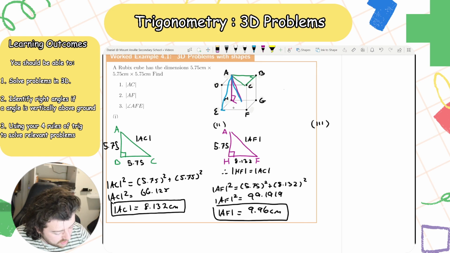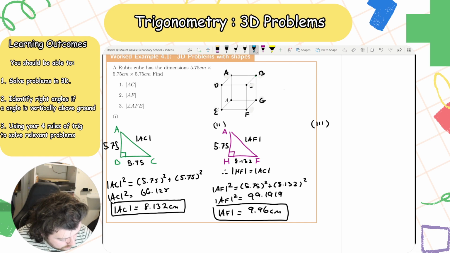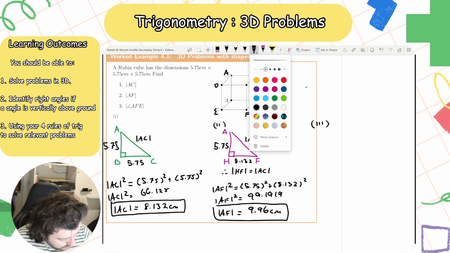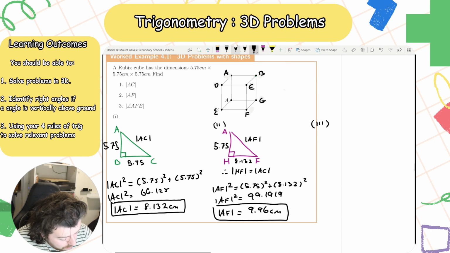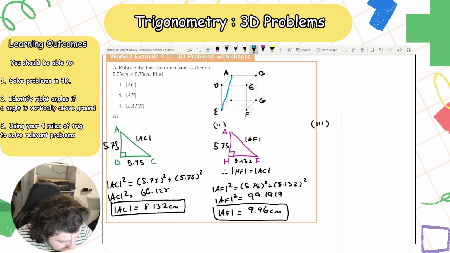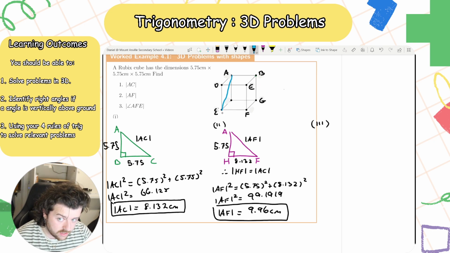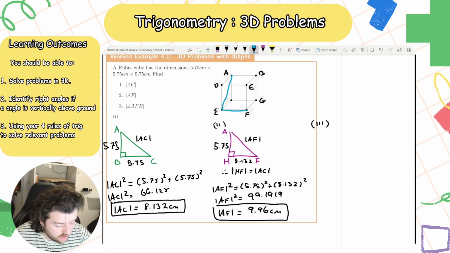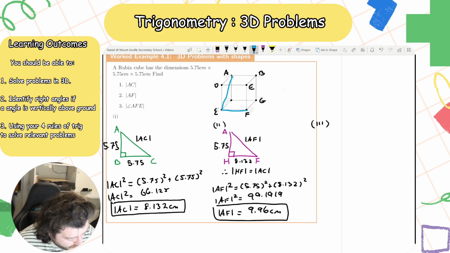I'm going to rub out the workings for part 2 now. And that was side C. So I'm looking for the angle AFE. I'm looking from A to point E, so AE, the diagonal across one of the square faces, E to F, and then the diagonal A to F.